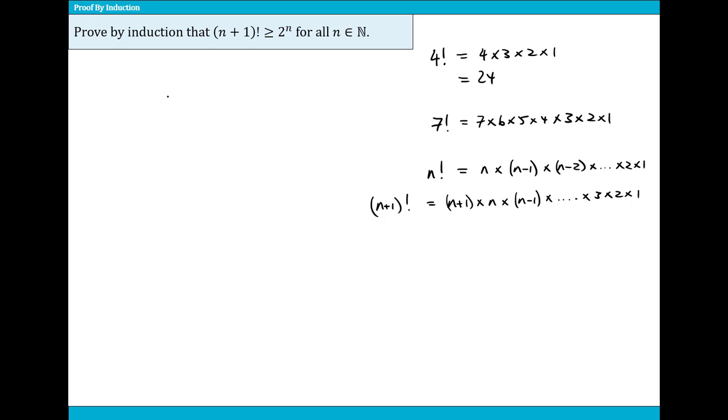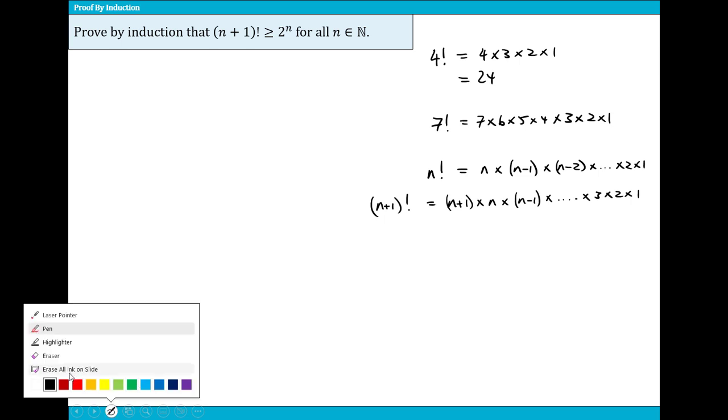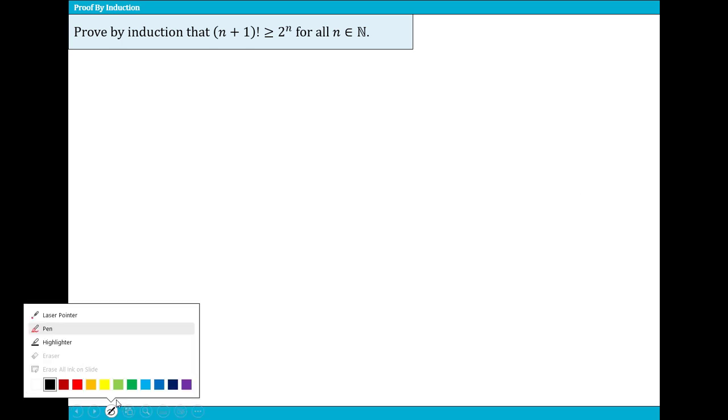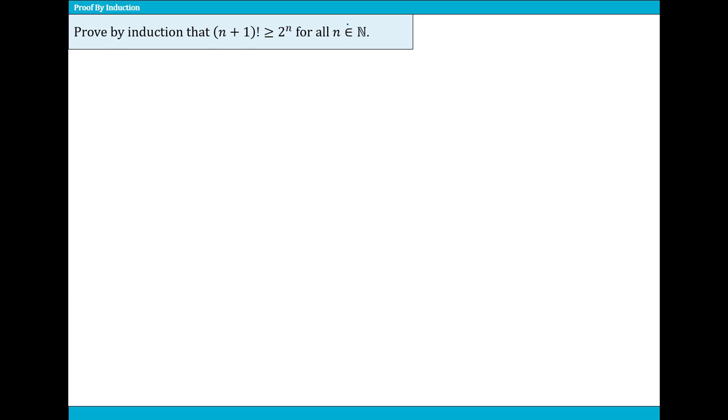So let's go ahead and do this proof by induction question, given that we now know what the factorial notation means. With these types, we first have a look at what is the condition. Well, the condition is that n is a natural number, so we're going to show that this is true. So show that this is true for n equals 1.